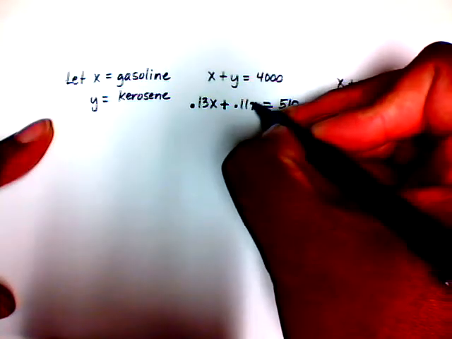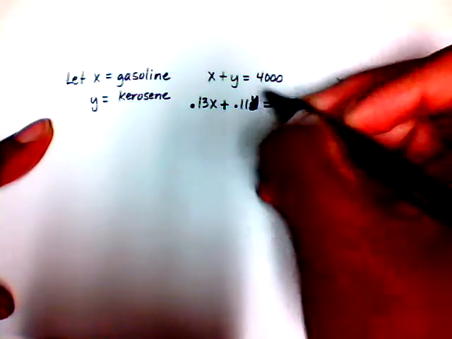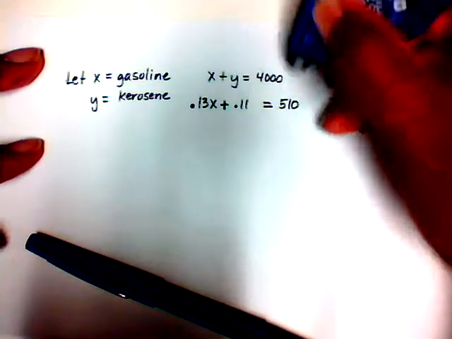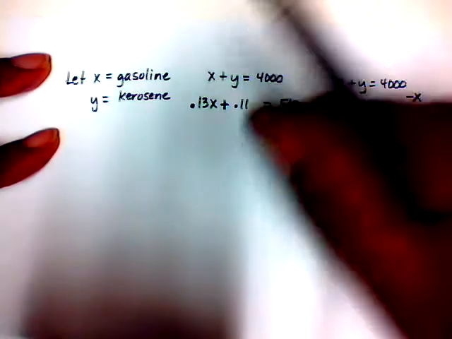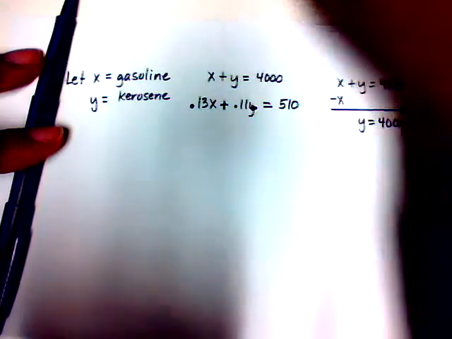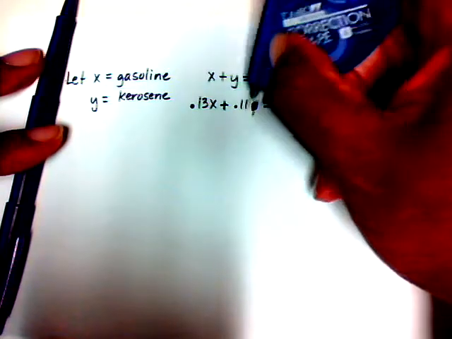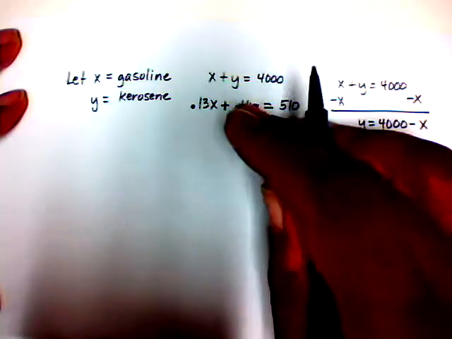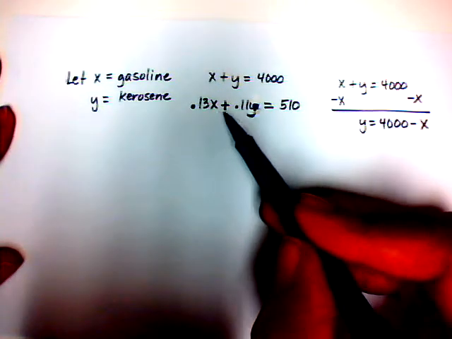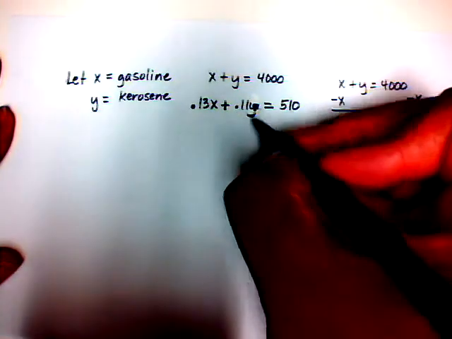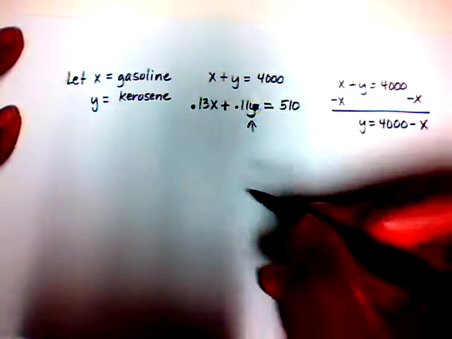And by the way, this should not be 11.11x, this should be 11y. That's a y, I don't know if y'all can see that. That's 0.13x plus 0.11y is equal to 510. I'm going to take that 4,000 minus x and substitute it for this y in this equation.